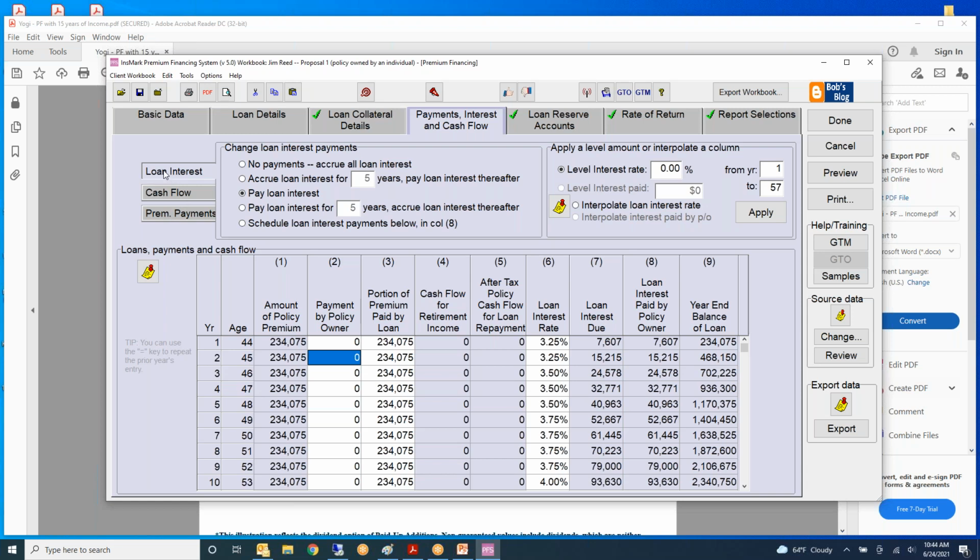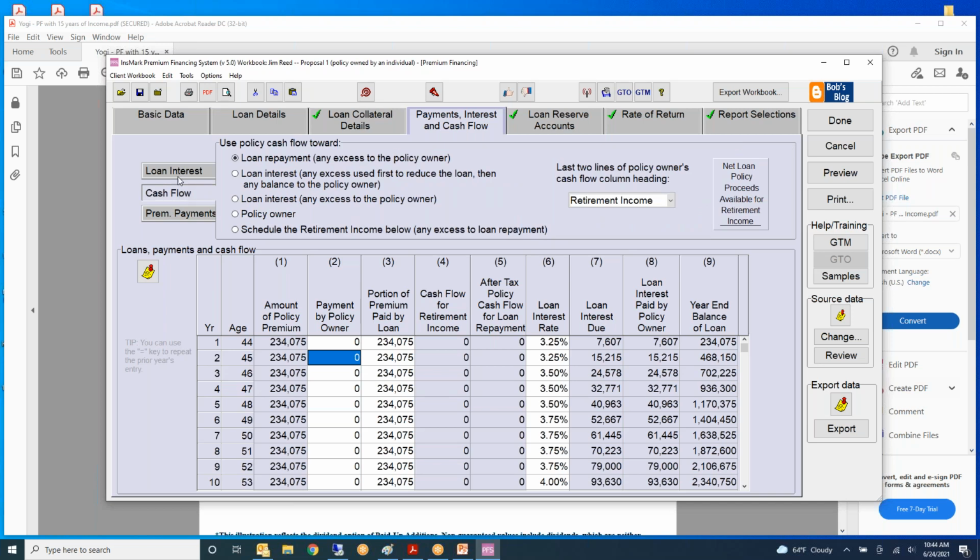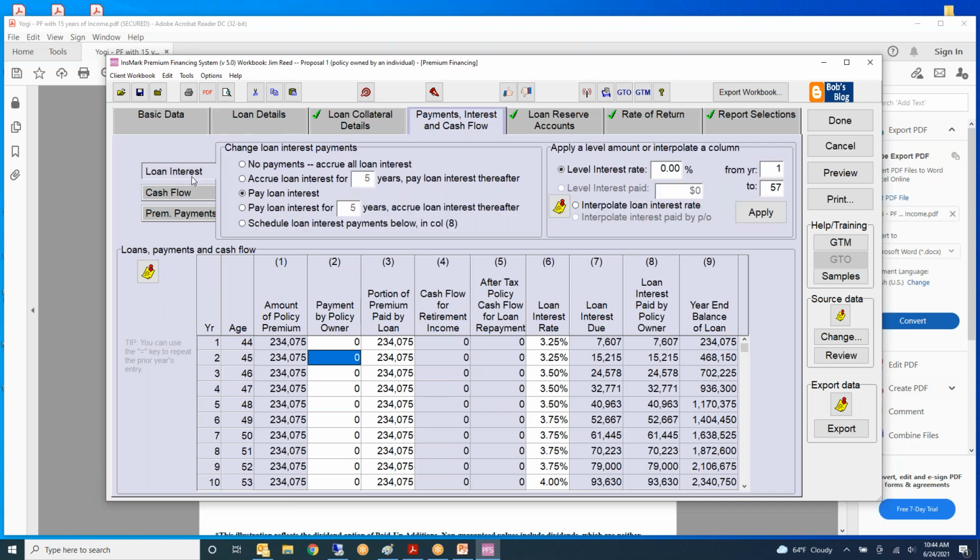So depending on which tab you select, it's going to give you different input fields. Question number 1 deals with the loan interest. How is the loan interest going to be handled, and what kind of loan interest is the bank going to be charging? That's what this one is about.